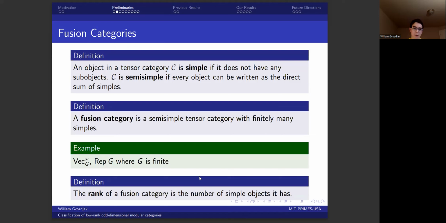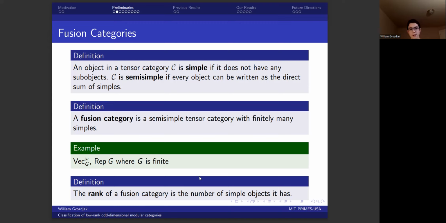Next, I'll define fusion categories. To do this, we'll first define what a simple object is inside of our category, which we were talking about in the last slide, as well as what a semi-simple tensor category is. We say that an object in a tensor category C is simple if it doesn't have any sub-objects. So this essentially means that we're not able to write this object as the direct sum of any other objects. So it's kind of the most simple that you can make it in terms of the direct sum.